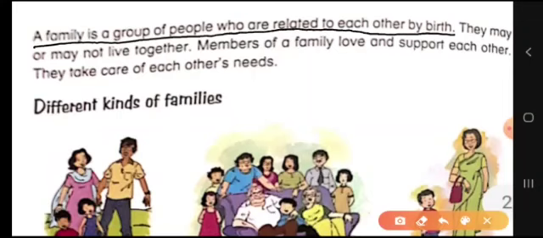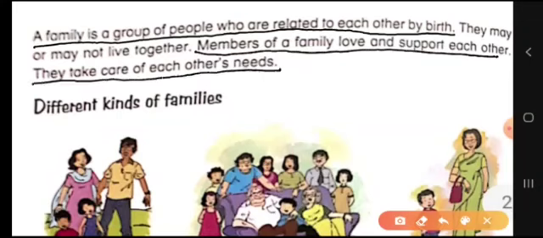Some of you may be living with your mother or father. Some may be living with your grandparents as well as your uncle and aunts. So, what do the members of a family do? Members of a family love and support each other. And what else? They take care of each other's needs also. This is what a family is.